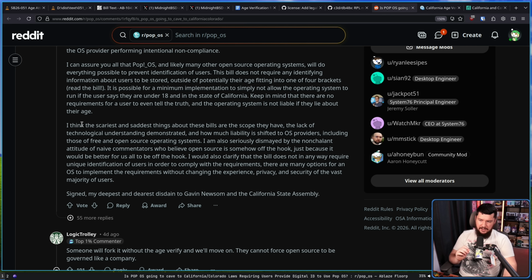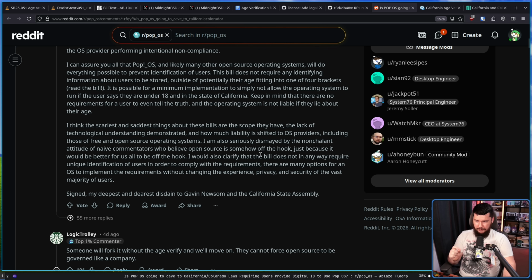I think the scariest and saddest thing about these bills are the scope they have, the lack of technological understanding demonstrated, and how much liability is shifted to OS providers, including those of free and open source operating systems. I am seriously dismayed by the nonchalant attitude of naive commentators who believe open source is somehow off the hook, just because it would be better for all of us to be off the hook.